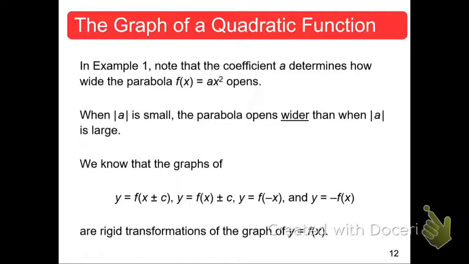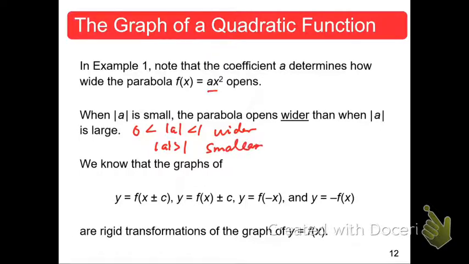So note from that example that the leading coefficient a determines how my graph opens. When the absolute value of a is less than 1, or we can think of it as between 0 and 1, then the graph opens wider. And when the absolute value of a is greater than 1, then the graph is narrower. So we saw this before.